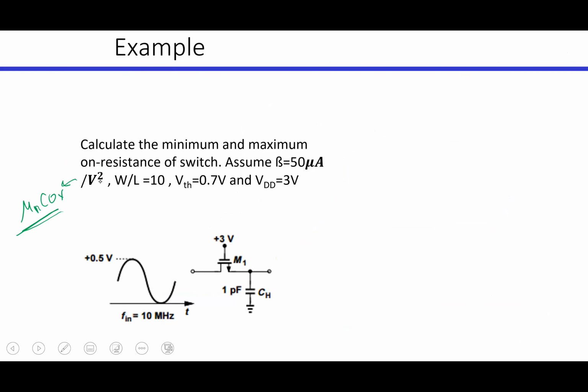Yes, so when we have all the values, we put them in the formula. You just need to know when to plug in to get the maximum and when the minimum. So it is 1 over mu n COX, or beta as you want to write, times W over L, times VDD minus V threshold minus Vn. Now the maximum will happen when Vn is 0 or 0.5 volt.